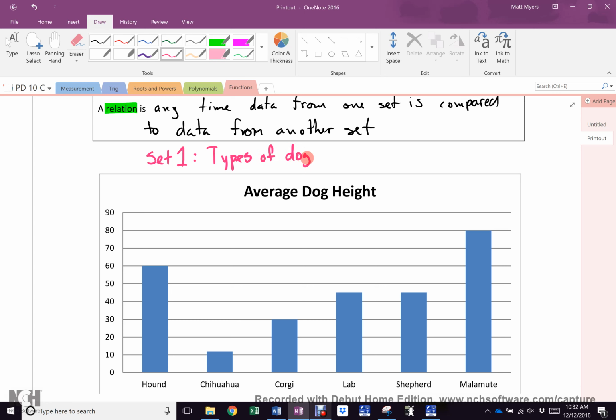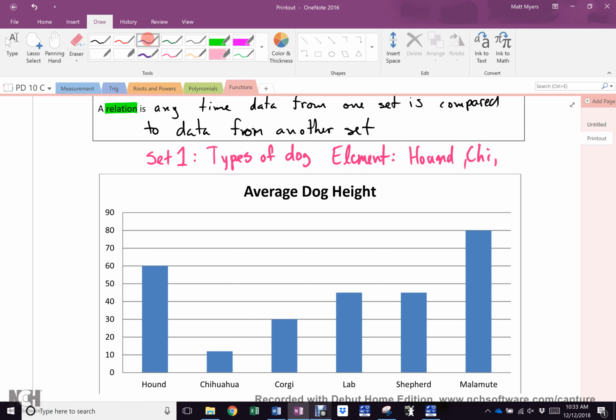Bring it home. Dogs. What are the elements? The elements are hound, chihuahua, and so on. Okay?